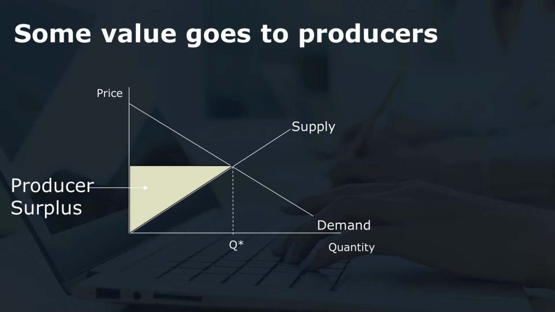On the producer side, this part of the triangle is what we call producer surplus. We can interpret this as profit for the firm. It's a little bit more concrete than the idea of consumer surplus. This is everywhere below P star, but above our supply function. And remember that our supply function represents our marginal cost.